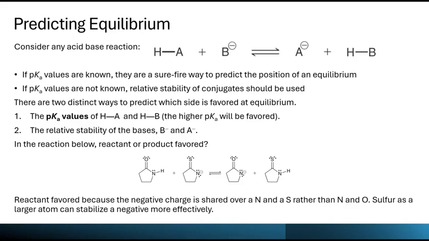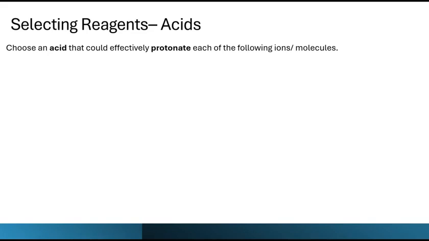Reactant is favored because the negative charge is shared over an N and an S rather than an N and an O. Sulfur, as a larger atom, can stabilize a negative charge more effectively. Selecting reagents: acids.